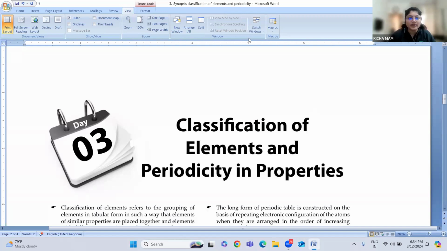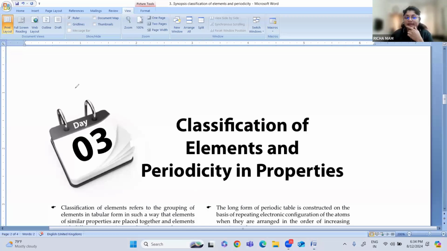Do you know how many elements are there in our periodic table? 118. Yes, 118 elements are there in the periodic table. Now, as we cannot study each of the 118 elements separately, what they have done is they have classified them into different groups.